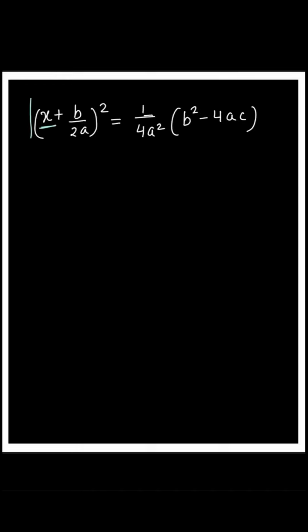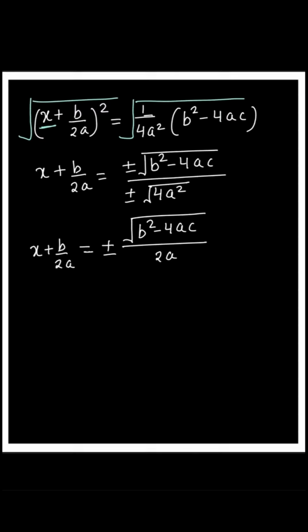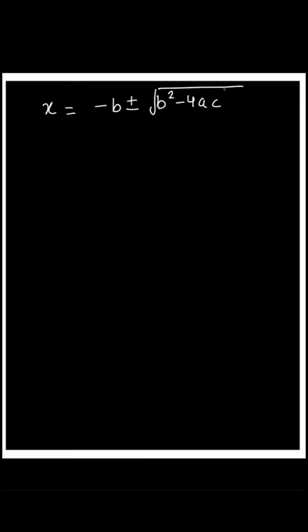So let's go ahead and take the square root of both sides. After a bit of simplification, the right-hand side turns into plus or minus square root of b squared minus 4ac divided by 2a. Upon further rearrangement and simplification, this equation takes the form of the familiar quadratic formula.